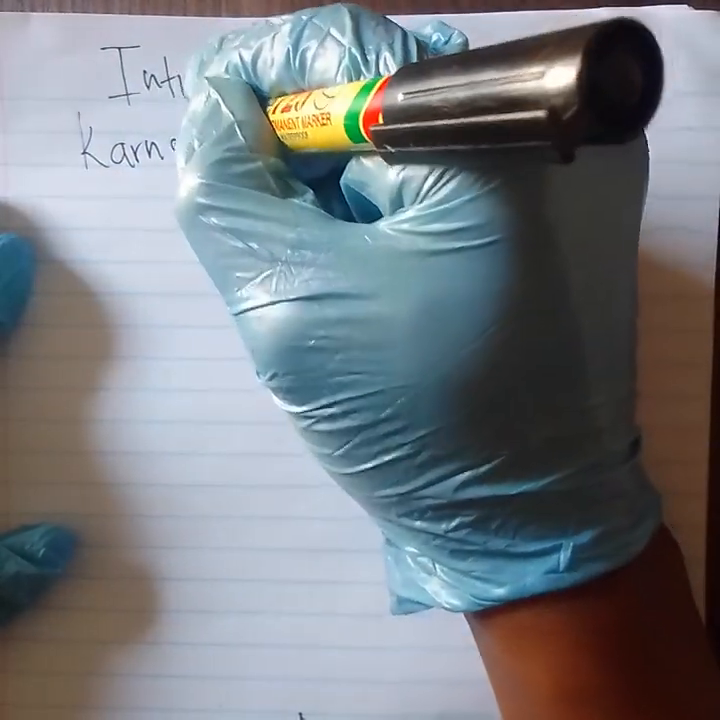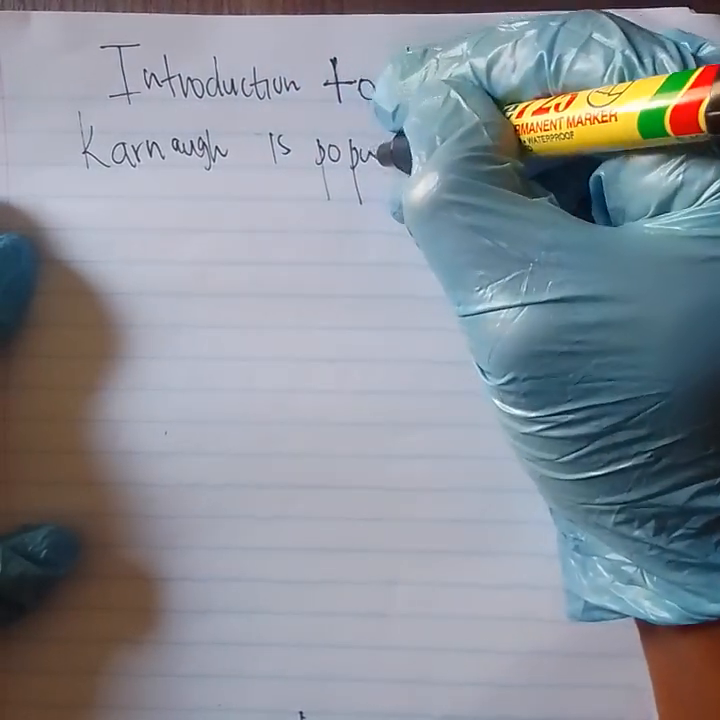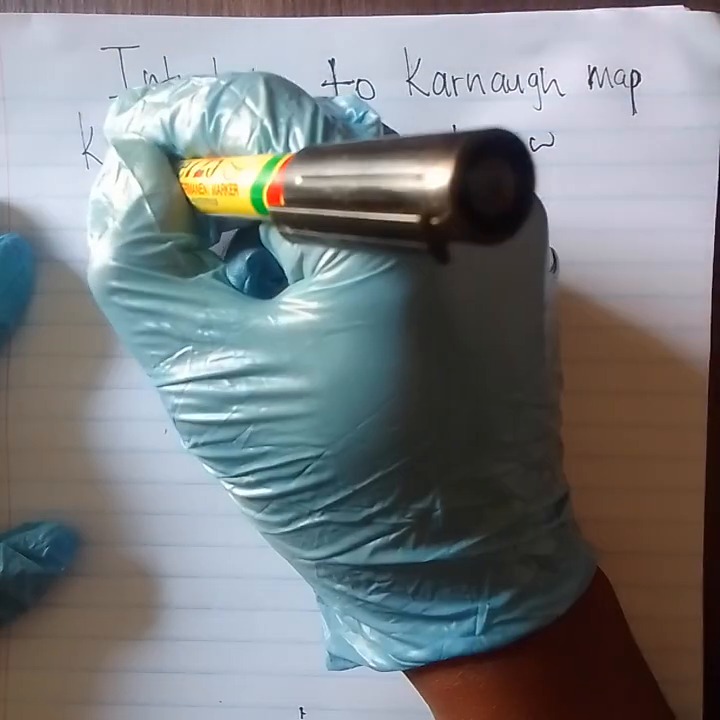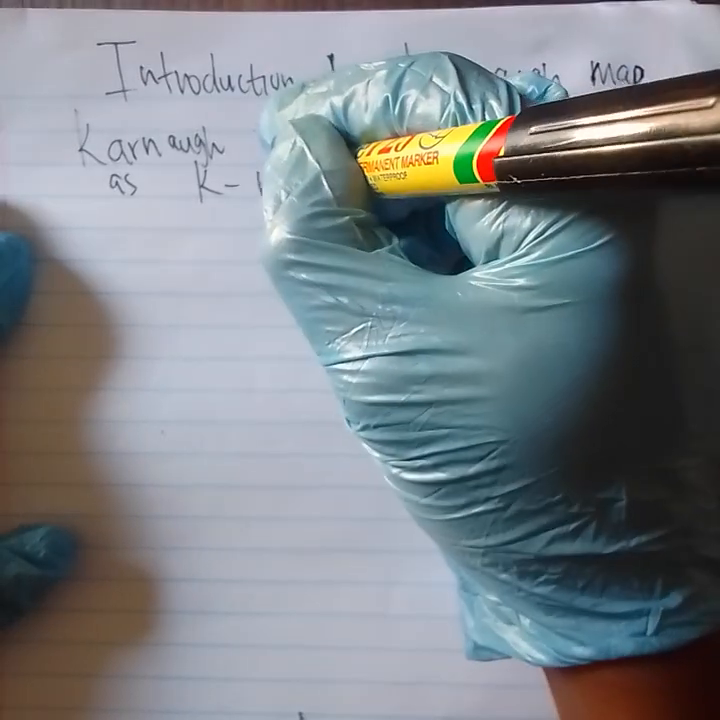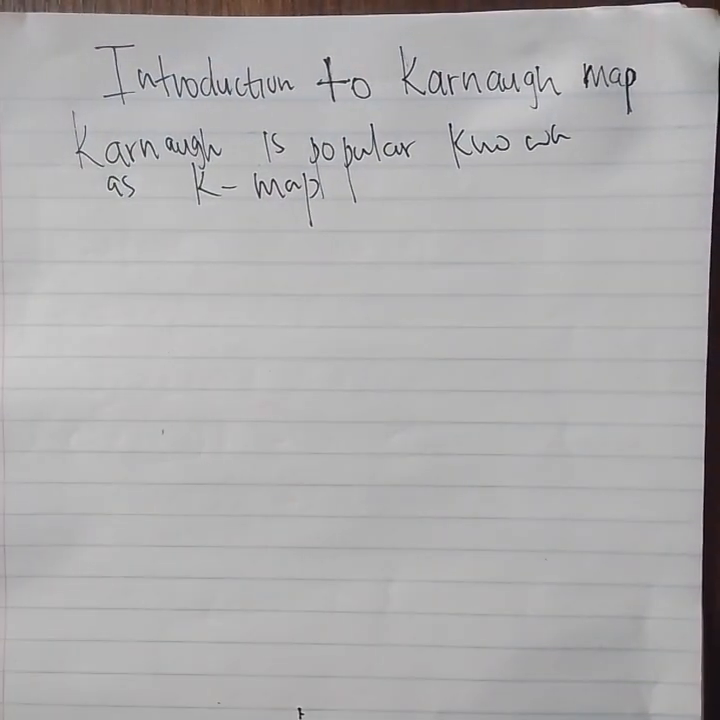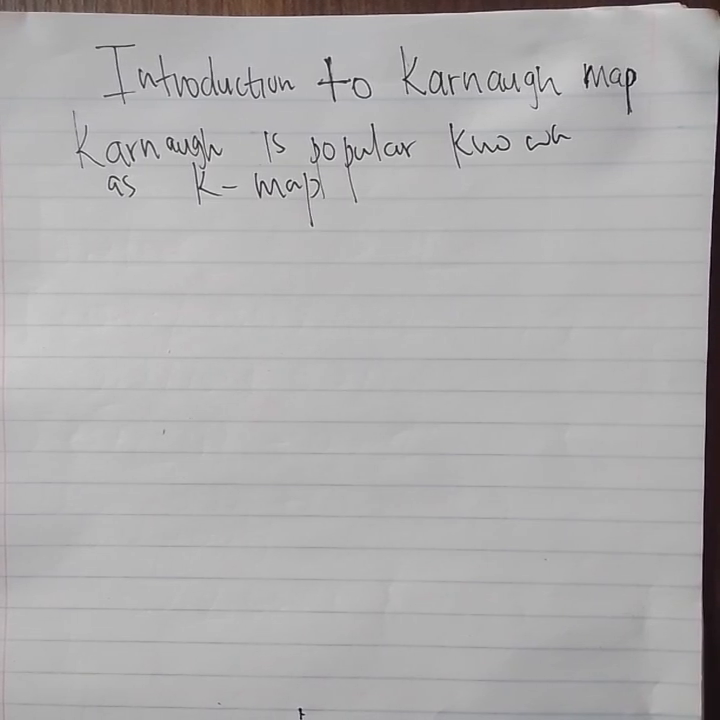Karnaugh map is popularly known as K-map. It is a special form of a truth table which enables easy pattern recognition, and we use Karnaugh map to simplify Boolean algebra without using Boolean theorems.